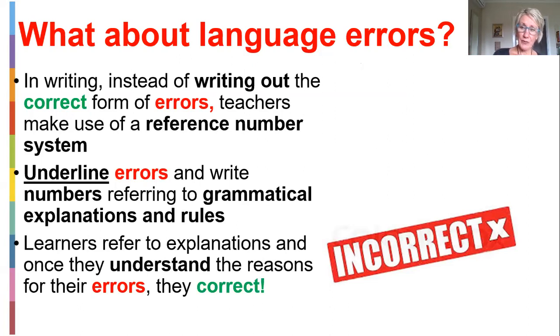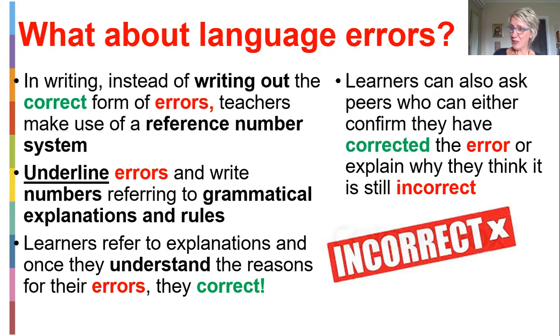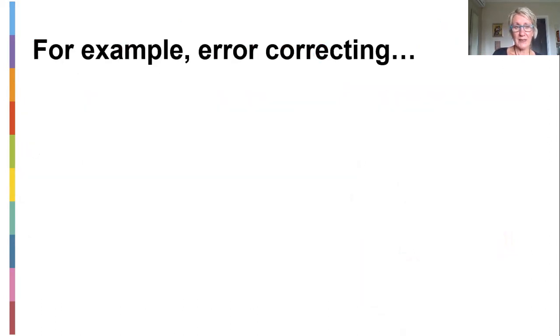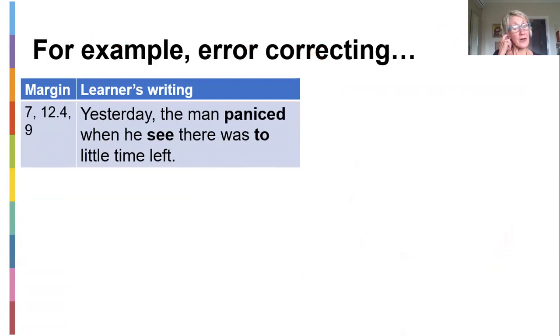So the learner will refer to your list of errors, they'll look at the numbers and then see if they can understand what the reason is, and then they can correct the error, often after chatting to their peers about if this error is now correct and or if it's still incorrect. So that is a more positive and constructive way to deal with errors. So this is the example. The learner wrote, yesterday the man panicked when he see there was too little time left. And the teacher writes, it's a 7 error, it's a 12.4 error, and it's a 9 error. So these are the explanations that they are given.